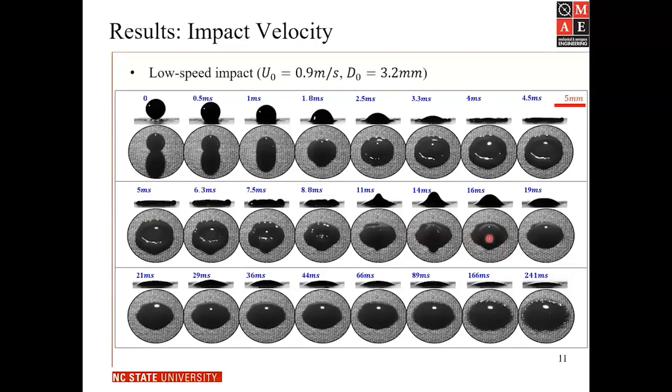At the same time, after the pool of blood forms, it already gets into the fabric by absorption, and the wicking has also started. You can see that the stain becomes bigger and bigger with time. Another thing I want to point out is that under this low speed impact, we do not have any fingers formed at the edge.